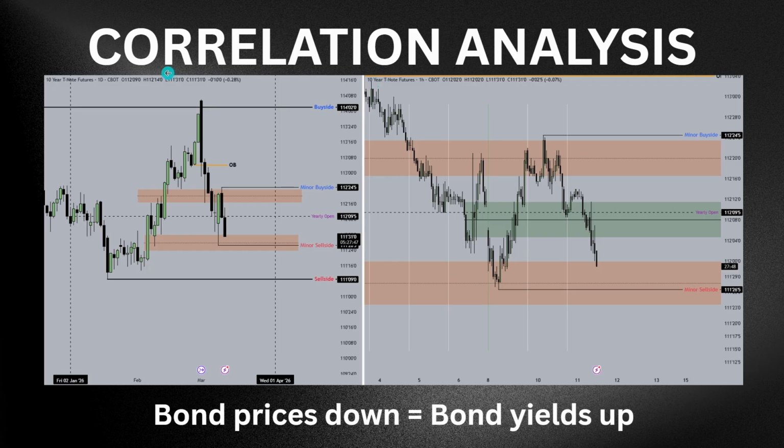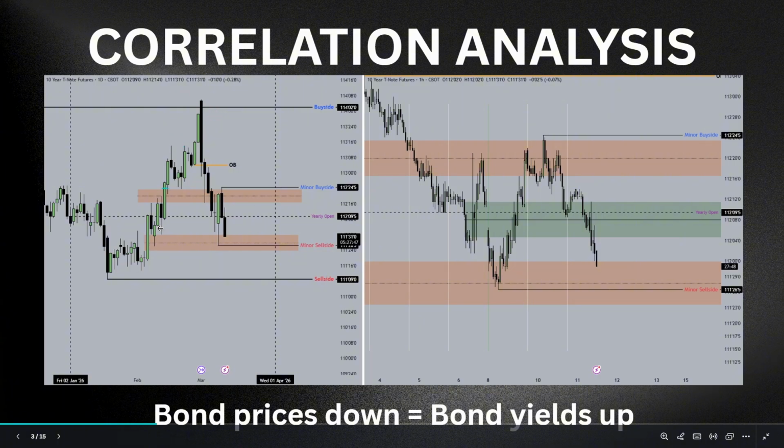We've got a lot of slides to get through, so I'll try to go through this as quickly as possible without touching on too many details. This is the 10-year intermediate term treasury note futures. Now this inverts the US treasury yields. So when bond prices are going down, yields are going up.